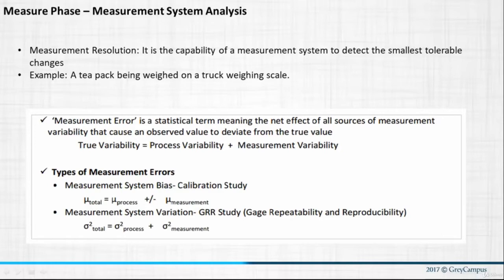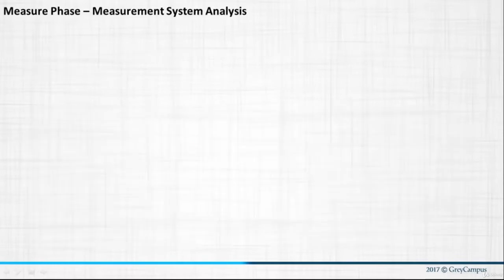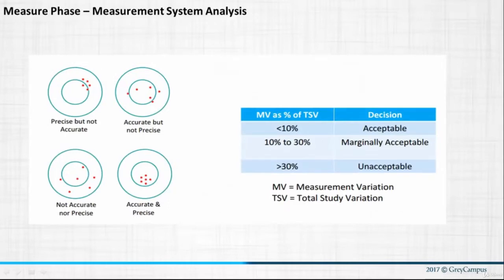There are different types of measurement errors associated with all of this variability. So process variability versus measurement system variability. There are standard acceptable levels for the amount of variation within your measurement system versus the total variation within the study. Again, you can see accuracy versus precision on the left.